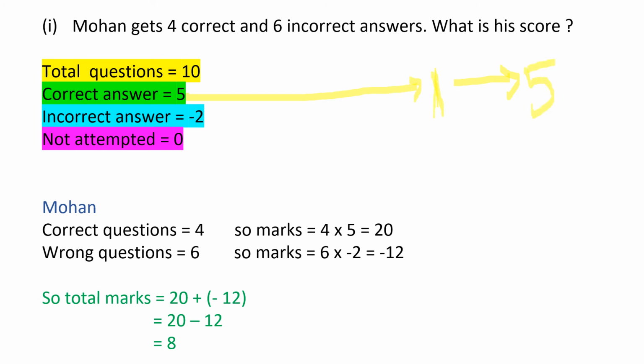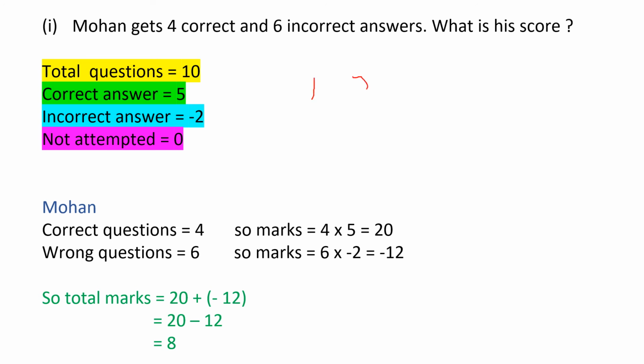So tell me, using the concept of multiplication that I taught you, how many marks will 4 correct answers get? 4 into 5, how much? 20 marks, right? So one correct answer he gets 5 marks, and 4 correct answers you'll get 4 into 5, 20 marks, okay? How? Let me explain clearly.